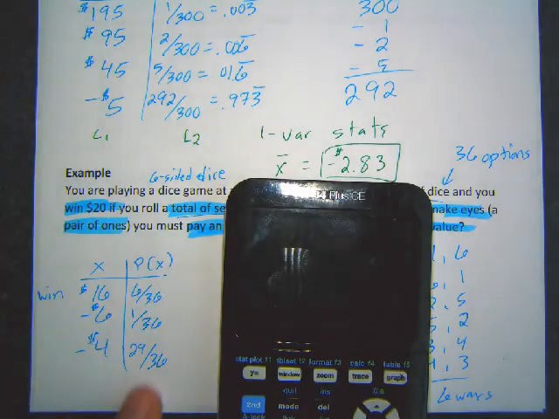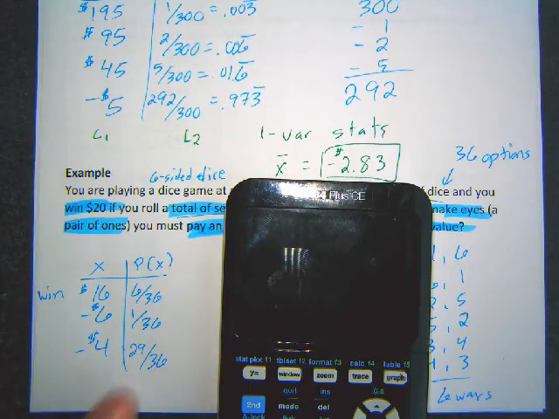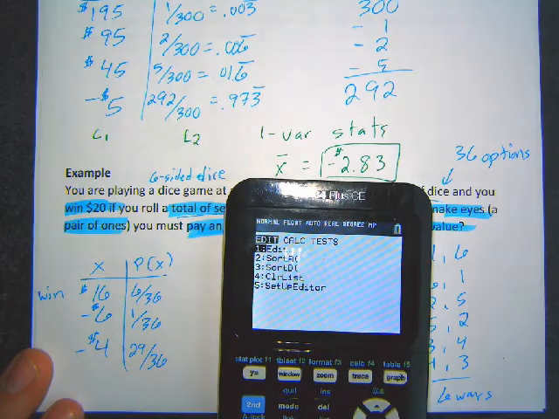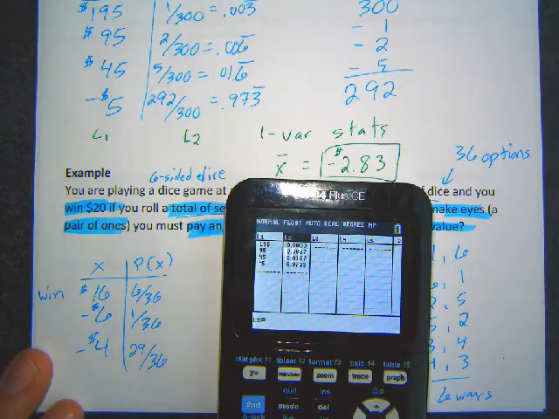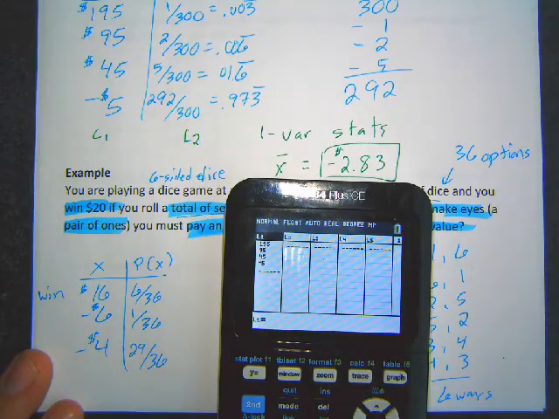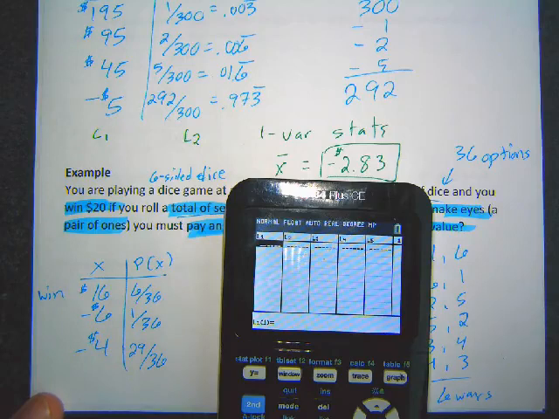So here they didn't give me the probability distribution. If they'd given me the distribution, I could have just used it, but since they didn't, I'm going to have to find it myself. But once I have the probability distribution, again, I'm just going to put it in my lists and let the calculator figure out the value for me, that expected value for me.